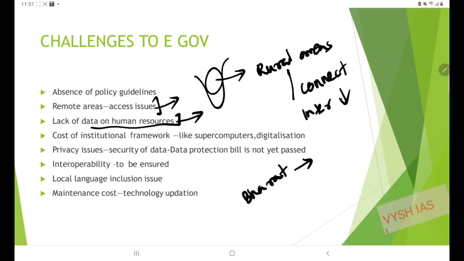Then, lack of data on human resources also. To enforce this scheme, we need a stock of human capital. That is even lacking in India. There is a lack of trained professionals to handle this scheme.